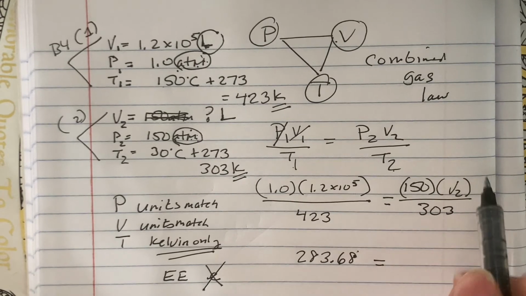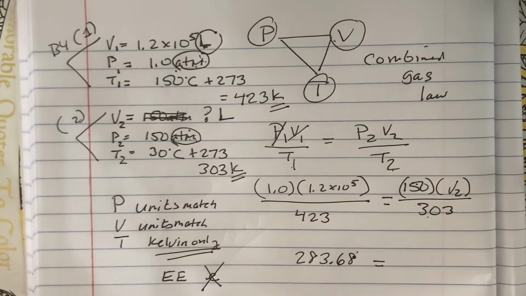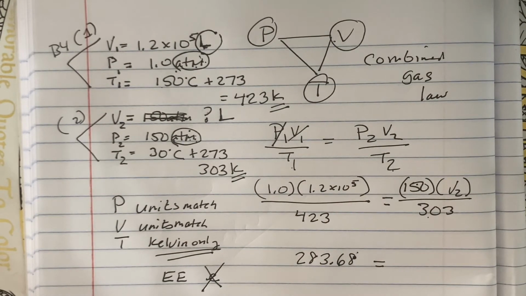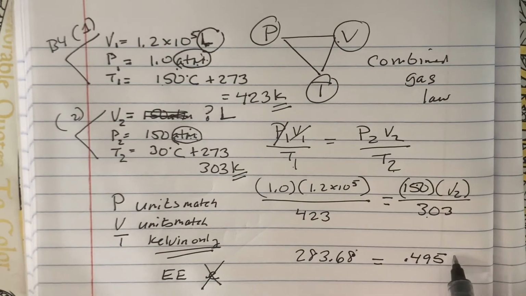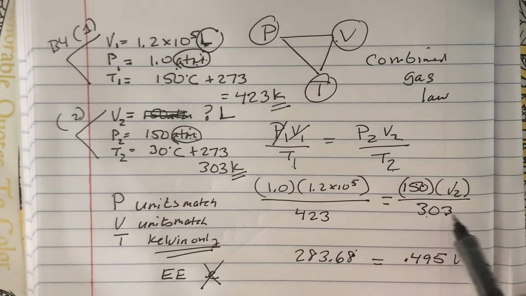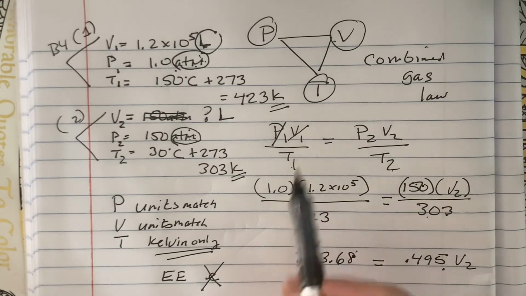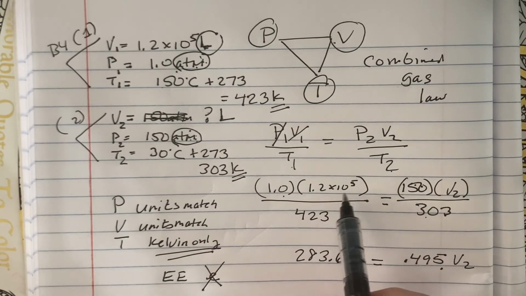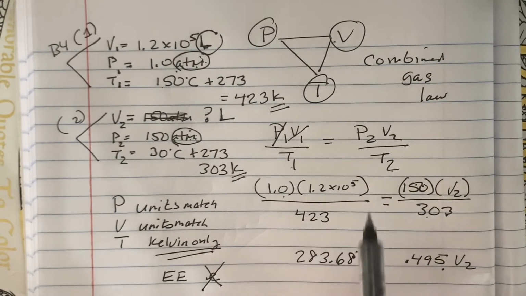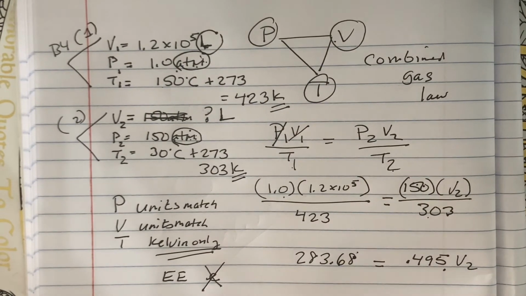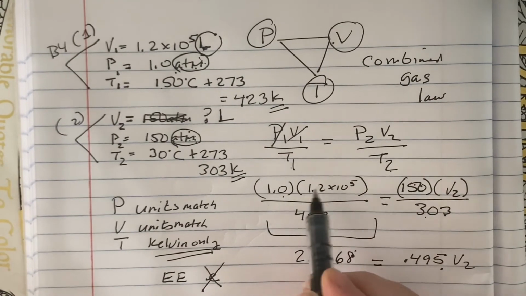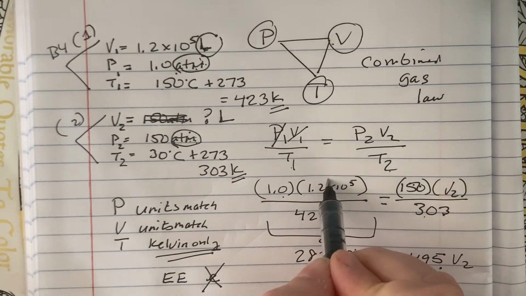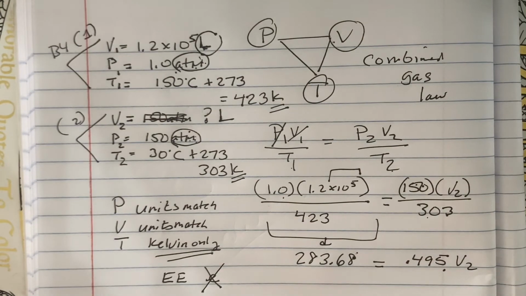Equals, and now combine like terms on the other side. That'd be 150 divided by 303, which would give me 0.495 times V2. So 150 divided by 303 is 0.495. 1 times 1.2 times 10 to the 5 divided by 423 is 283.68. If you did not get this for the left side, make sure you're using parentheses because you may be inputting this into your calculator incorrectly.